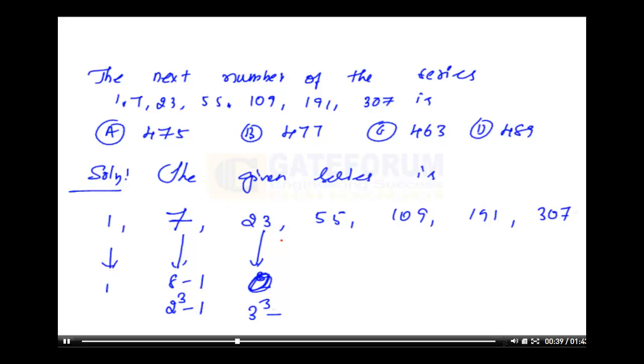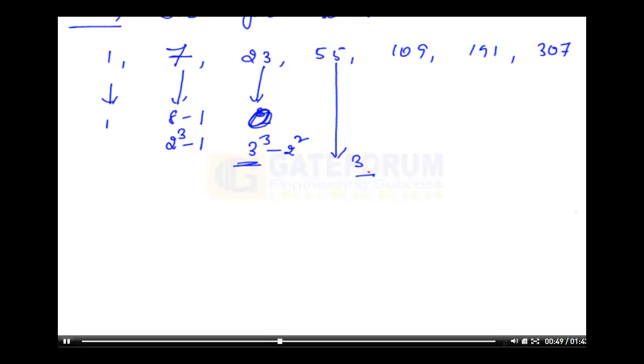3 cube minus something, that something is nothing but 4. So 4 can also be written as 2 square. Now let us look into this 55. After 3 cube, we'll consider 4 cube minus something. So 4 cube is nothing but 64. 64 minus 9 will give you 55. So 9 can be written as 3 square.